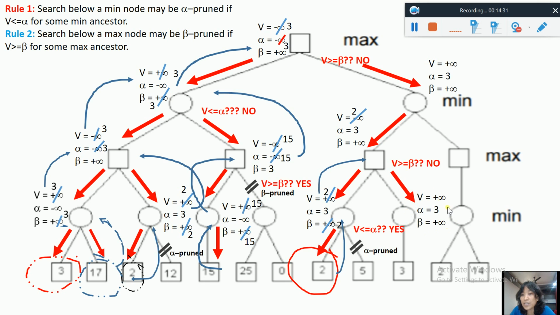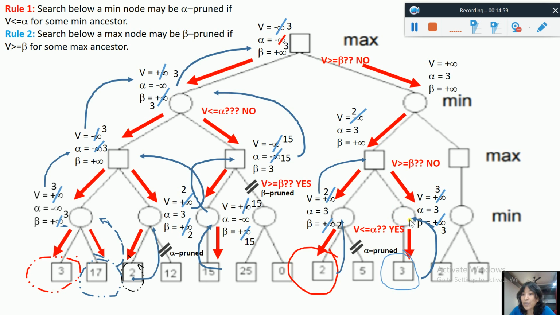We will initialize its value: v is equal to plus infinity, alpha is equal to 3, and beta is equal to plus infinity. Again the same, we will go downwards. We hit some static evaluation function value. This value goes backwards, and as 3 is the better value for a min player compared to plus infinity, it updates the value of v, the value of the node, and the beta value. So it will update it to 3.